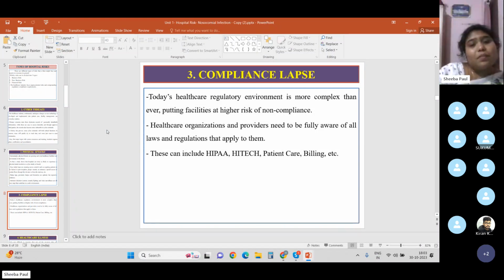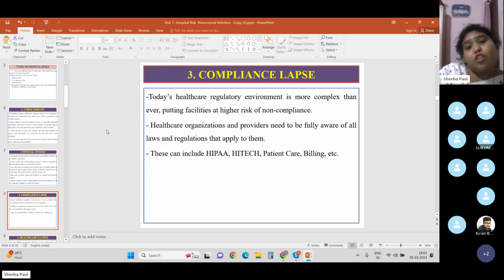And compliance is not only about that, but also about the quality care that has to be delivered to the patient, and making sure that whenever a person is admitted and discharged, proper billing is done, so that neither the hospital nor the patient runs into loss.